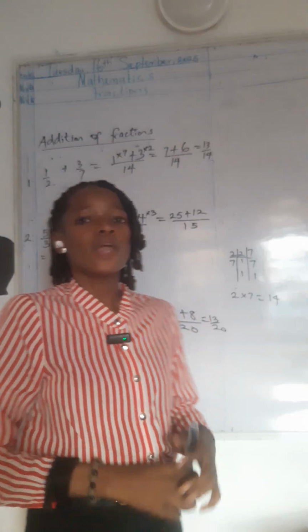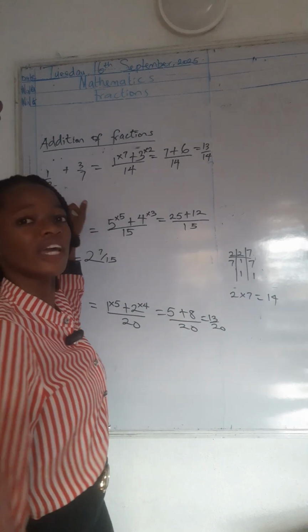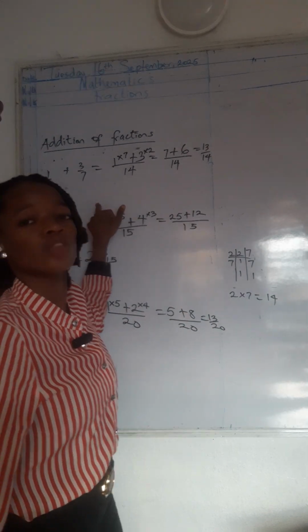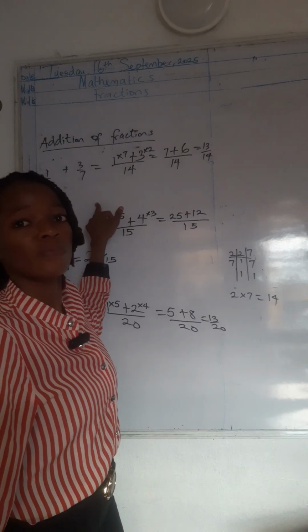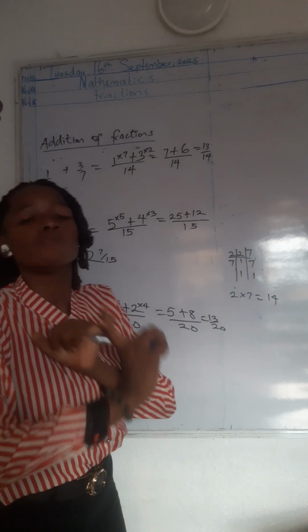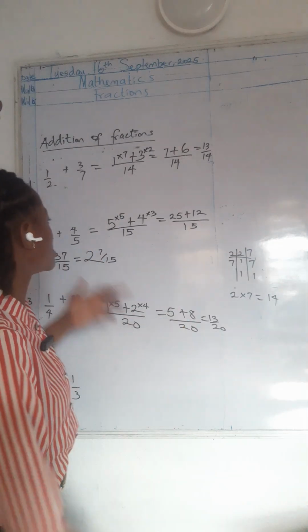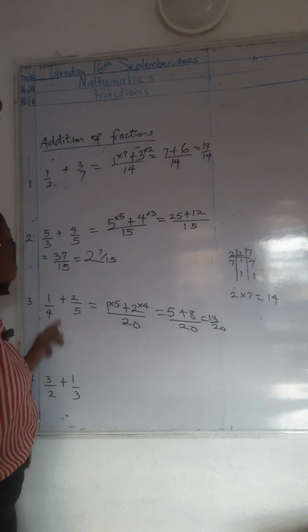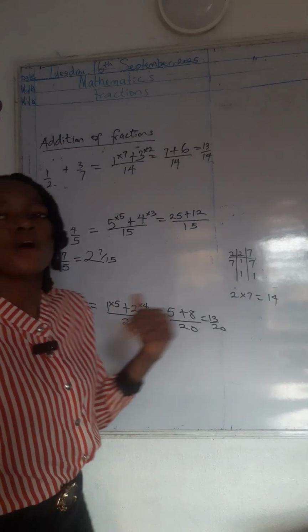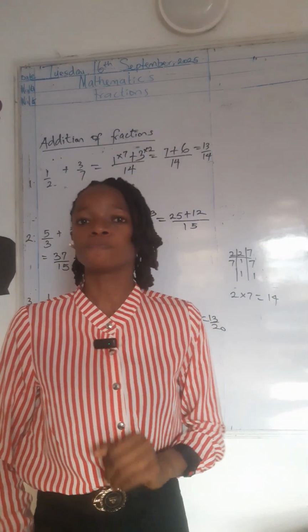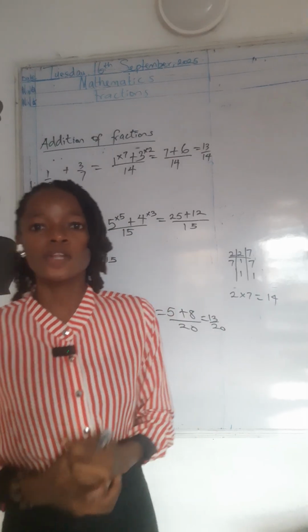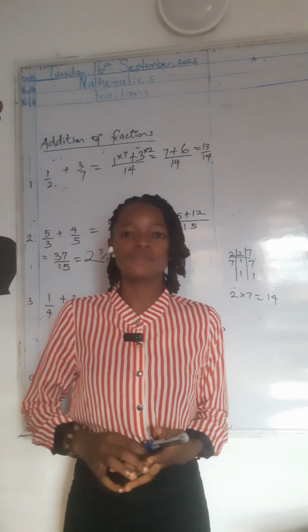For example, we have 2 and 7. If you check 2 and 7, nothing at all can divide them completely. So we have to multiply the denominators. Same thing goes for 3 and 5. Same thing goes for 4 and 5. Nothing can divide them completely. There is also another method I'll be sharing in my next video.